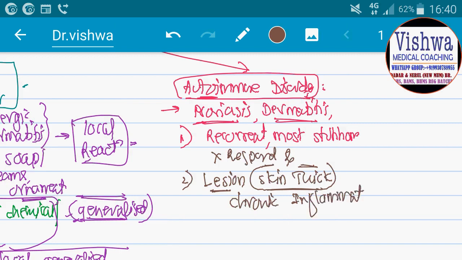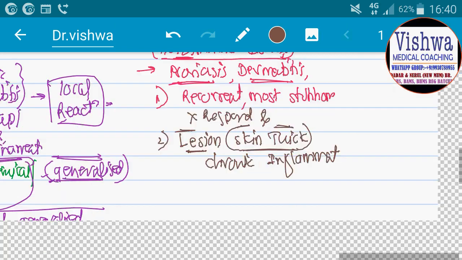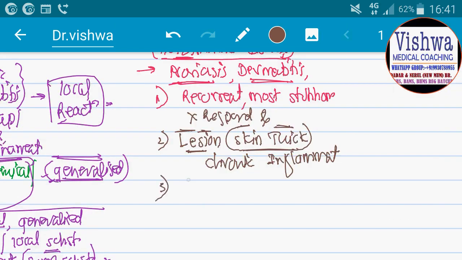Thickness of the skin increases. Skin becomes more or less hard in these locations. Third important thing, it is itching, but very slightly. Compared to the fungal, it is very less. Burning will not be there, pain will not be there.